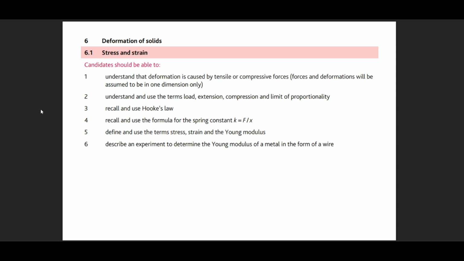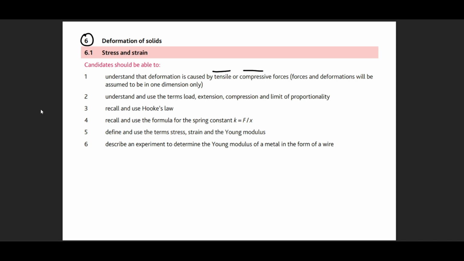In this lesson, we're going to go through deformation, and you can see that according to the syllabus, this is topic number 6. You can find other topics in the rest of my channel as well. The whole A-level syllabus is going to be covered, A1 and A2 separately. The first point tells you that deformation is caused by tensile and compressive forces.